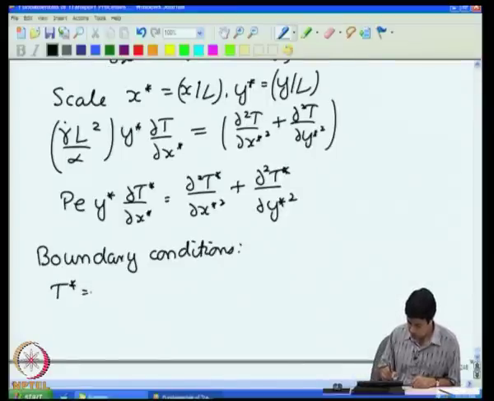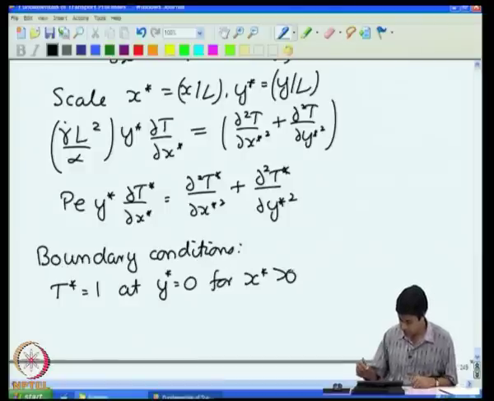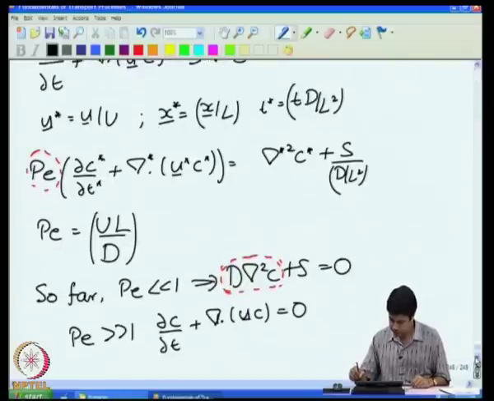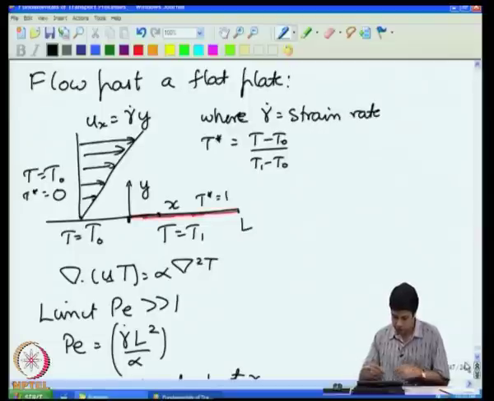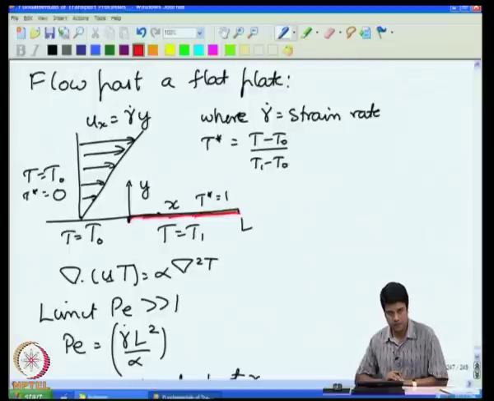T star is equal to 1 at y is equal to 0 for x greater than 0. So, for x greater than 0, I have the heated section of the plate where T star is equal to 1. So, T star is equal to 1 on this heated section of the plate at y is equal to 0, for x greater than 0 of course.